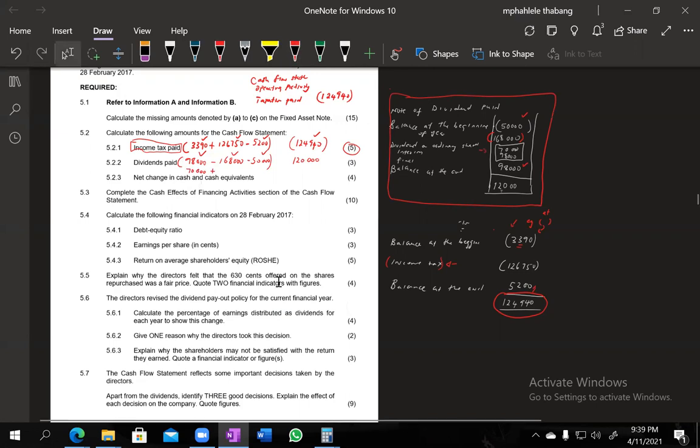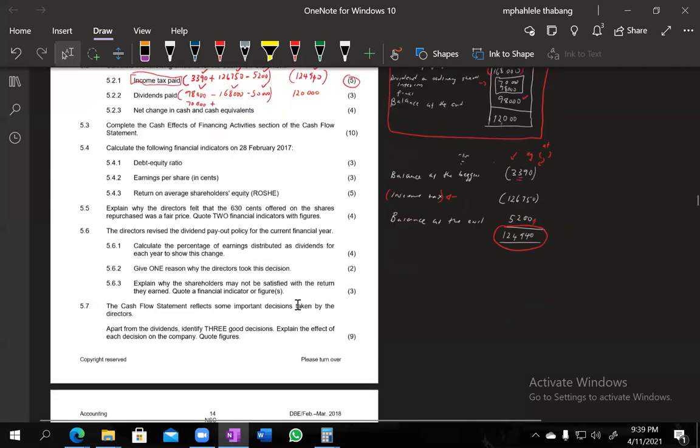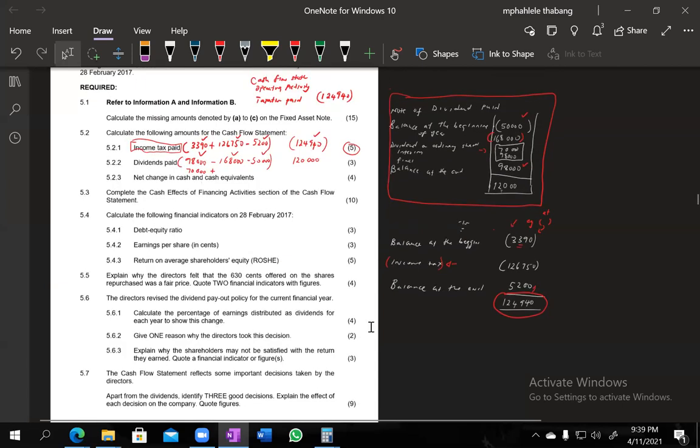I wish you are hearing me. If you take interim dividend and you add it with shareholders for dividend of last year, I think you should get 120,000 as well. How much is shareholders for dividend of last year? The one at the beginning of the year, 50,000. It's 120,000. So I believe here they are saying 1, 2, 3. That's why they say it's 3 marks.